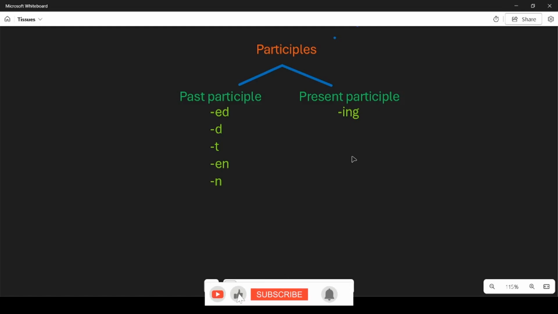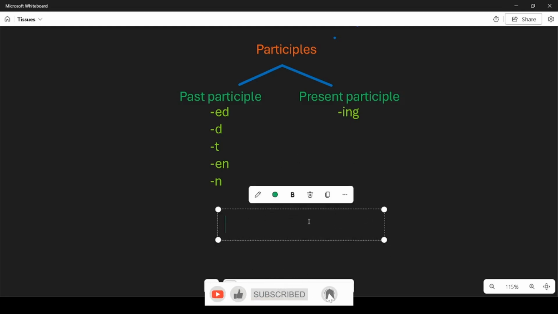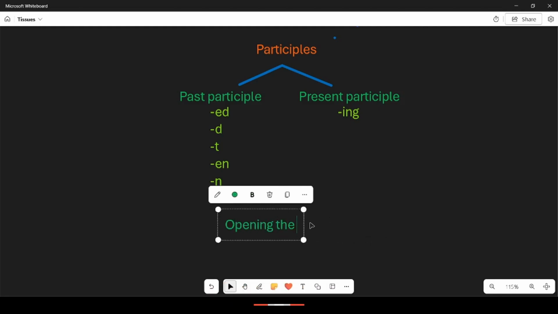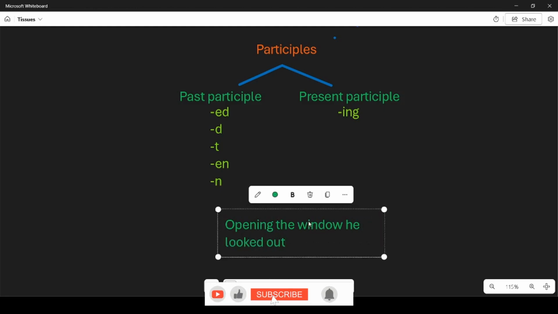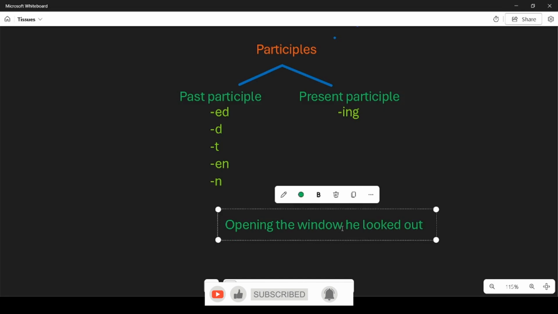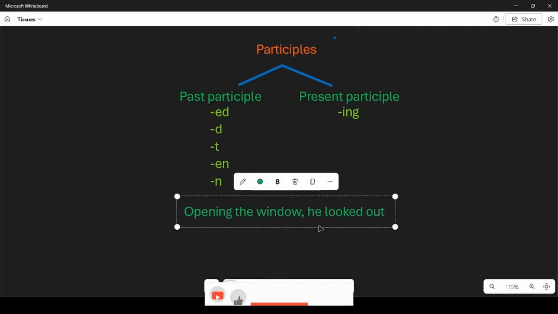If two sentences talk about two actions happening one after the other in succession, we change the verb of the first action into a present participle. For example, he opened the window, he looked out. So instead of saying it like that, we can say opening the window, he looked out. Here we add a comma after opening the window. I'll type that down. Opening the window, he looked out. And over here, after we say opening the window, we add a comma. So we say opening the window, a pause, he looked out.